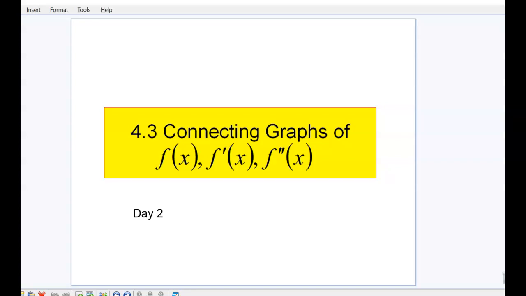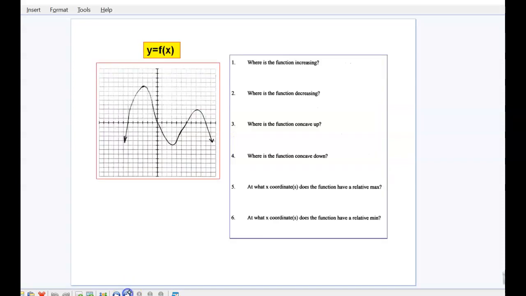In the second part of section 4.3, we're going to look at connecting the graphs of f to f prime to f double prime. Okay, here we have a graph of y equals f of x, and we're asked where the function is increasing. And again, this one's pretty straightforward. Where's the function going uphill?